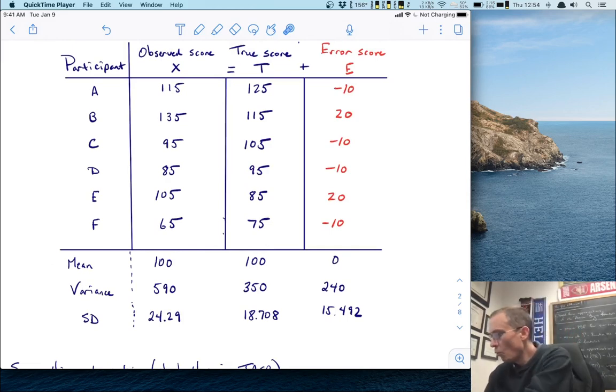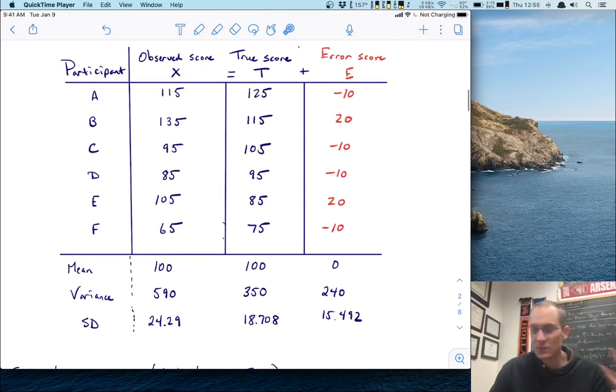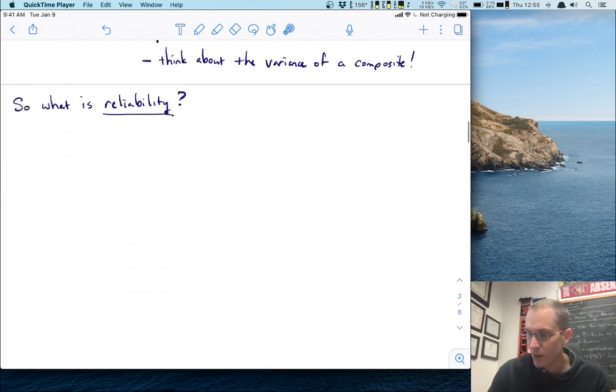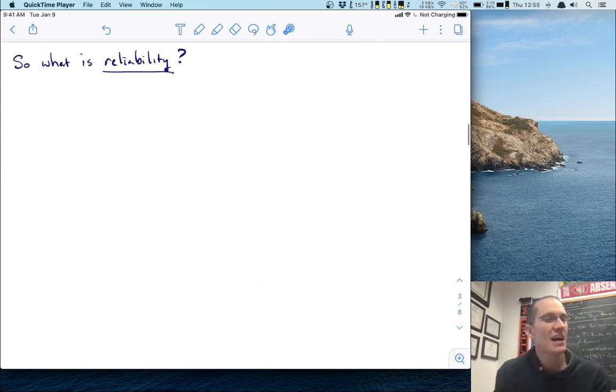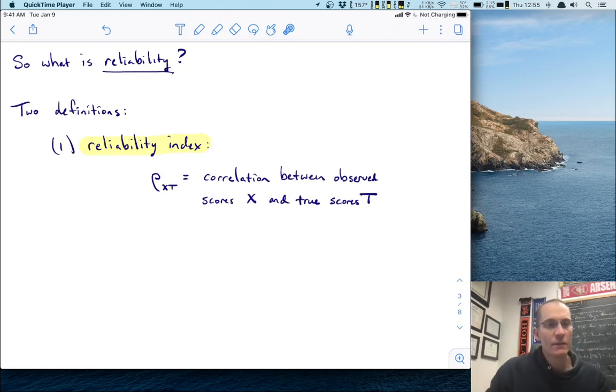So, what about reliability, right? That's what this is all supposed to be about. This is not supposed to be a lecture on some abstract notions of classical test theory. So how does this all fit with reliability? Well, let's just figure out what reliability is, and we'll use these ideas that we've begun to develop to really flesh those out. So it turns out there are two very closely related ideas about reliability that I want to define. The first of these is something that we call the reliability index.